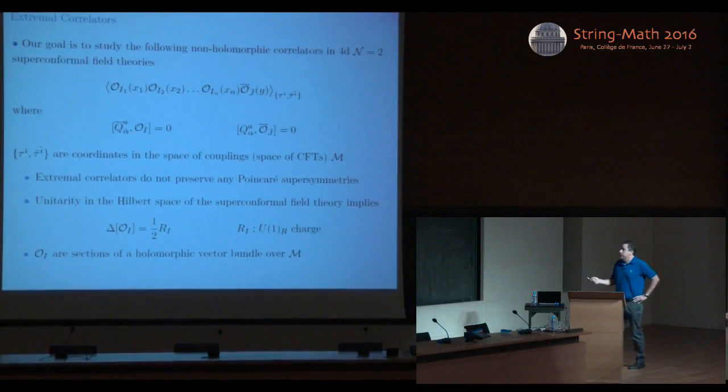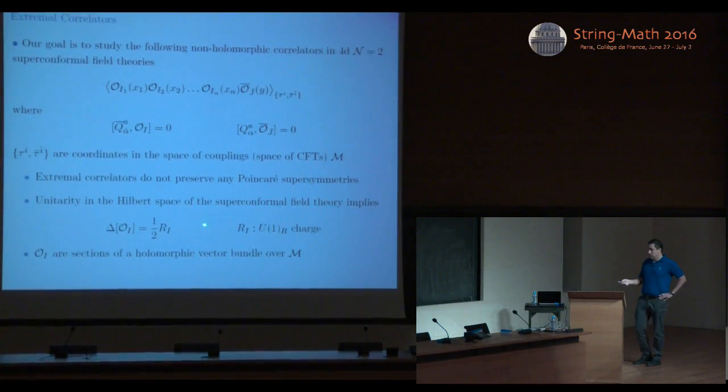Okay? So there are a few simple things that you can say before you start here. Unitarity of the Hilbert space of the superconformal field theory tells you that the dimension of these operators is fixed in terms of the U(1)_R charge that also exists in N=2 superconformal field theory. So there is some simple selection rule about the charges of the operators that will give you non-vanishing correlation functions.